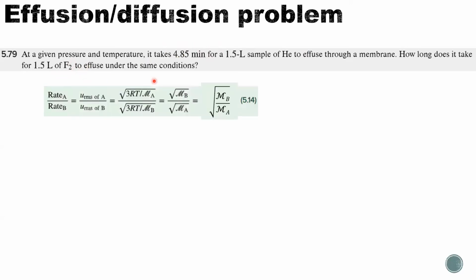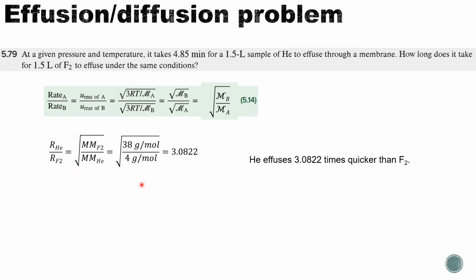Since it has two gases, we need to use equation 5.14. Rate A over rate B equals the square root of the molecular mass of B over the molecular mass of A. So we first plug in the numbers and see what we have. The rate of effusion of helium over the rate of effusion of fluorine, plugging in the numbers, equals 3.0822. What it means is that helium effuses 3.0822 times quicker than fluorine. The rate is larger, so it effuses quicker.